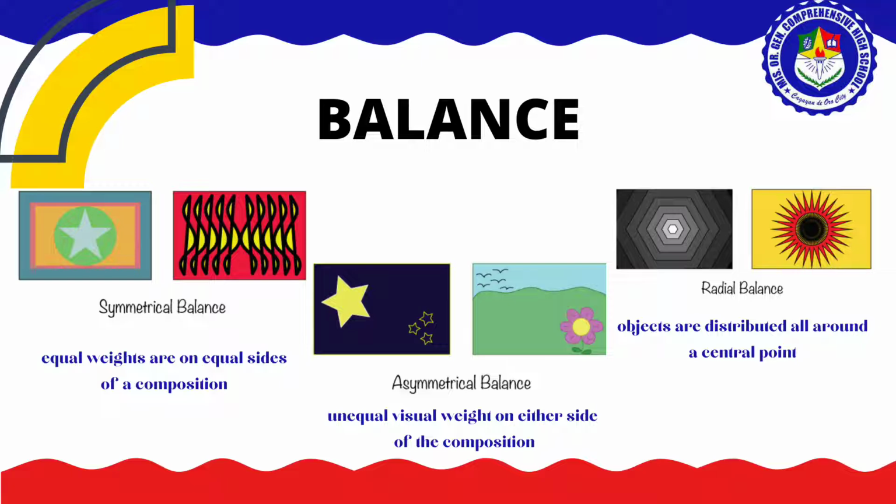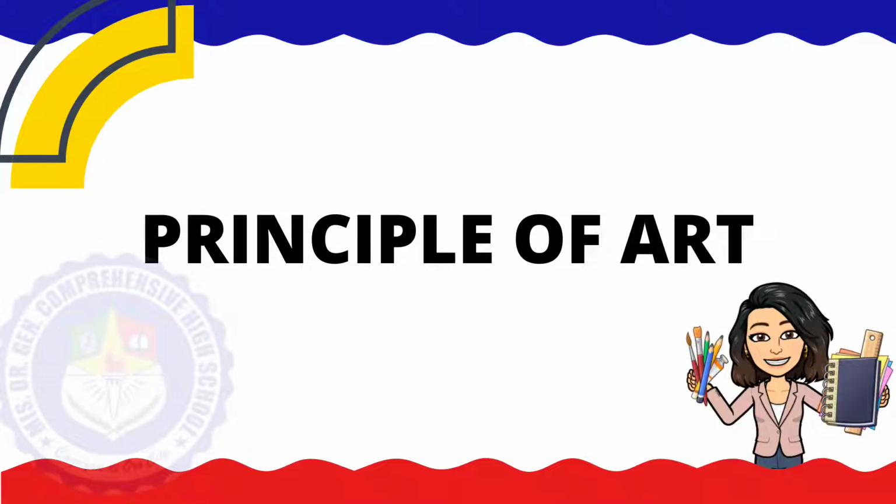Asymmetrical balance, on the other hand, is caused by an equal visual weight on either side of the composition. It is when objects do not mirror each other perfectly, shifting the balance to one side. It is often done to highlight an object in relation to another. And the third one is radial balance. It is when objects are distributed all around a central point.